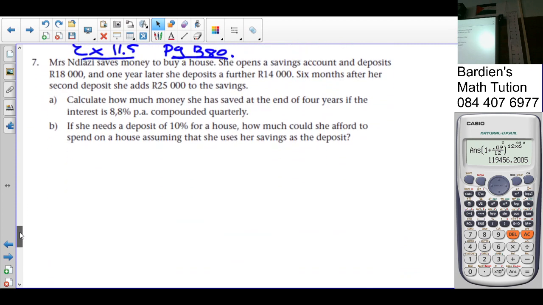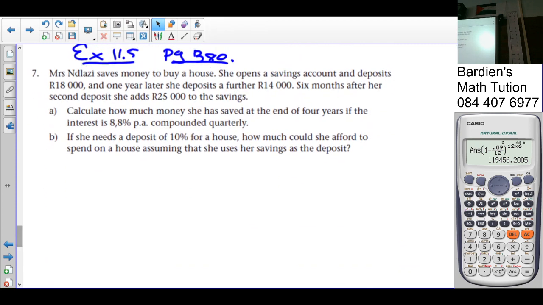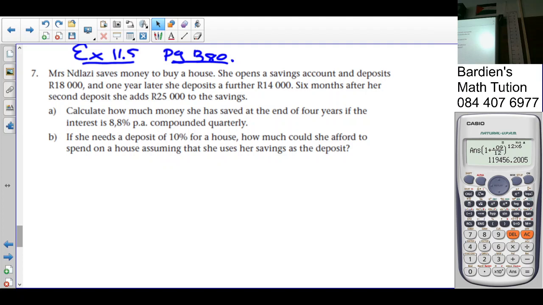In question 11.5, Mrs. Mdlazi, did I say that right? Not Mdlazi, no. Right, she saves money to buy a house. She opens a savings account and deposits 18,000 rand. And 1 year later, she deposits a further 14,000 rand. Okay, so a timeline.